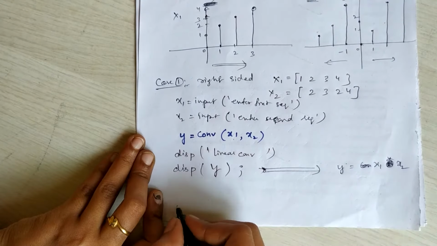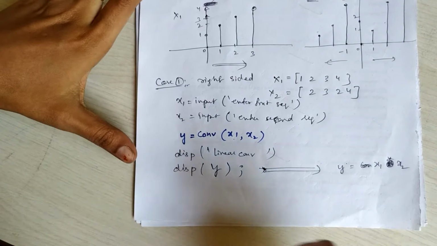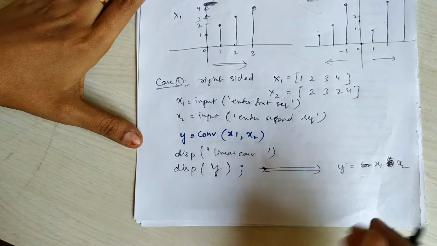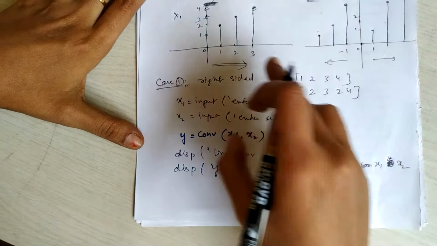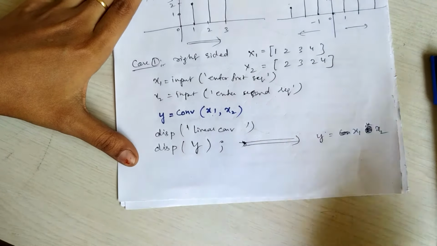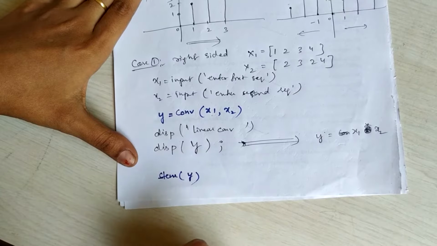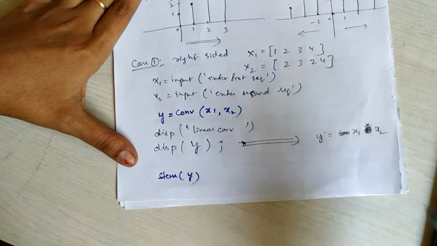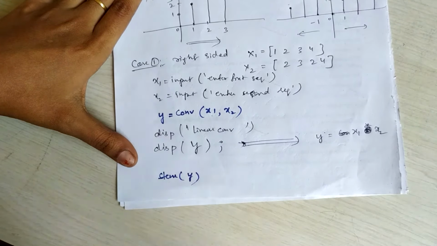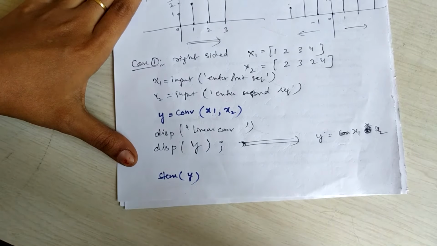Okay, now how to plot this? We need to plot it in the form of a discrete form. So which function will you use? The stem function. So we will write stem of just y. Okay, and when you put this stem of y, we need to display, or we have to plot the different graphs.